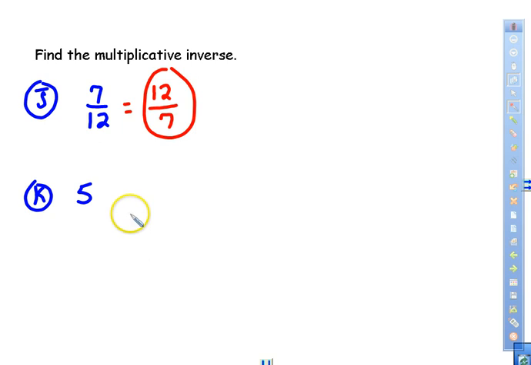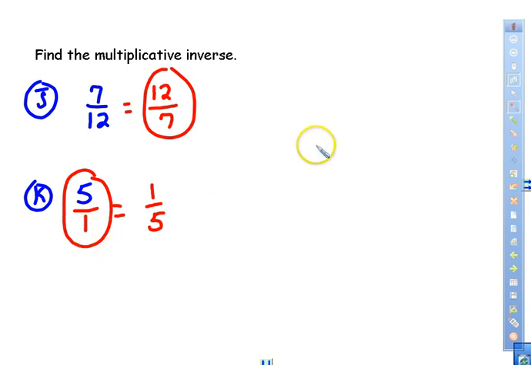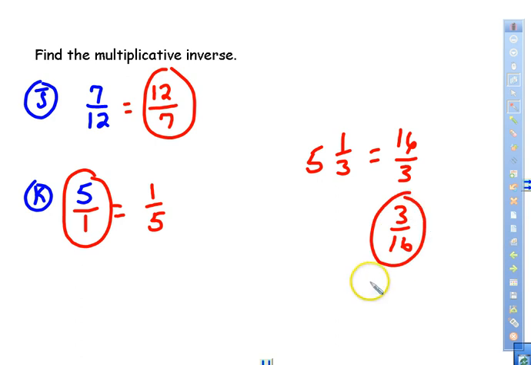Done. Now for this one, letter K, we've got to make it a fraction first. Then you can flip it to get my 1/5. Always be very, very careful on that whole number that you make it a fraction first. Same thing for a mixed number. If I have 5 1/3, I need to make this into 16/3 first before I flip it to 3/16. Lots of different steps that we have to be very careful with.